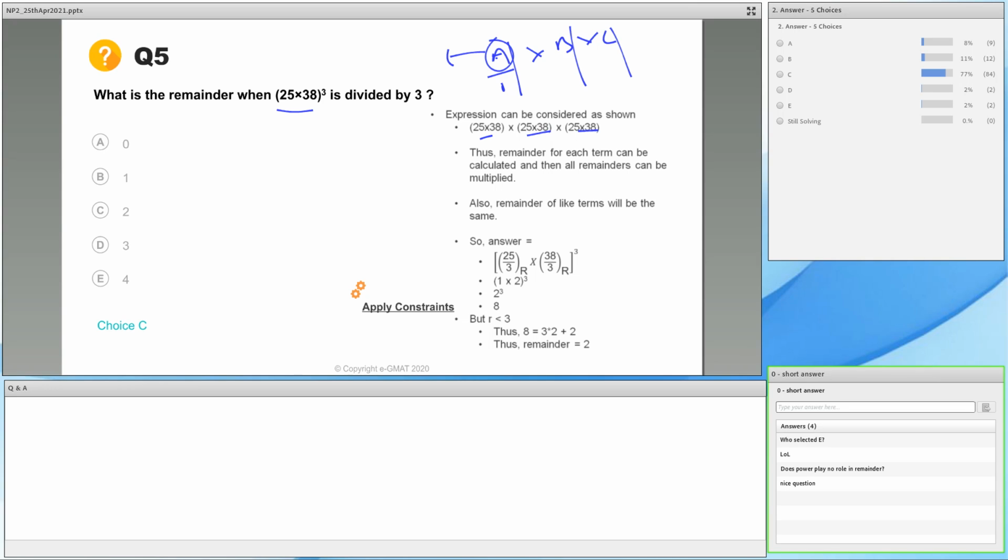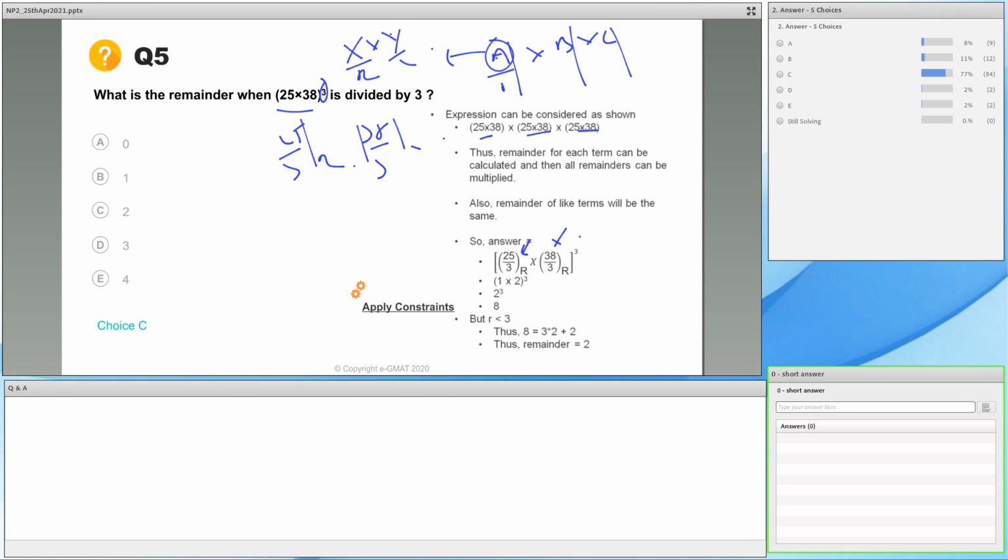Now you look at this A. A is also some X into Y, right? Again, what would you do? Look at it individually. So the fundamental question is, despite the existence of this power, what it comes down to is: what is 25 when divided by 3? What is the remainder? And when 38 is divided by 3, what is the remainder? It's almost like that denominator 3 is going into the bracket. Do you see what's happening? It's purely because of that multiplicative effect.